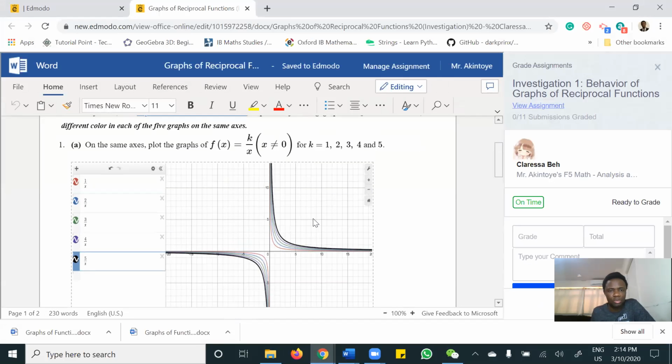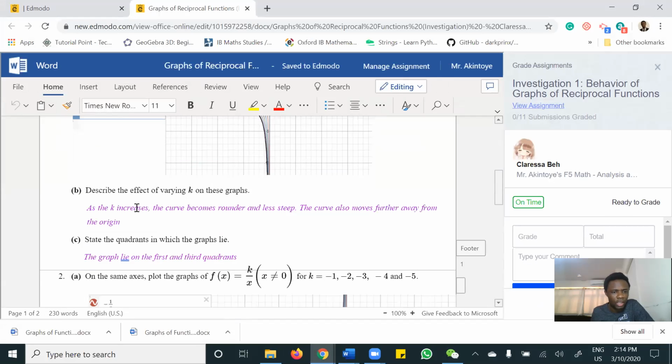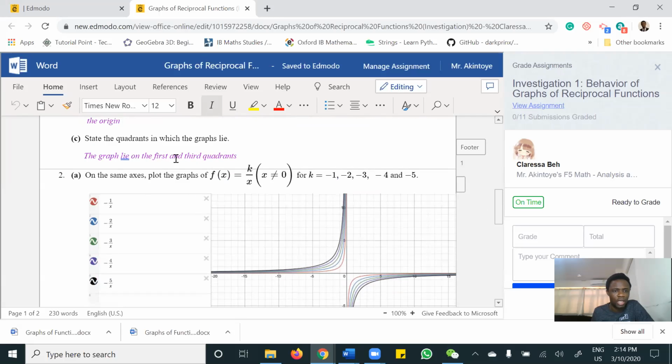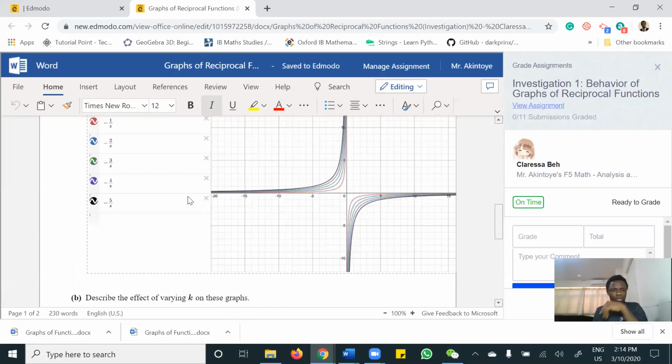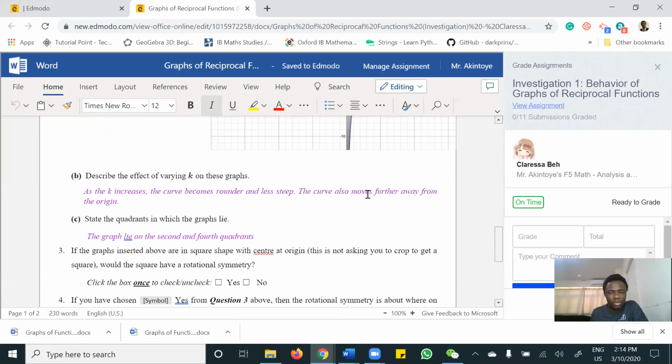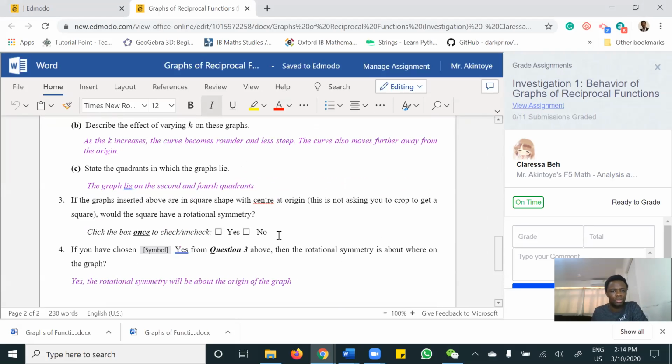All right, so this is what we have for all this. Good. As k increases, the curve becomes rounder and less sleek. The curve also moves further away from origin. Yes, this is the one I'm actually interested in. Okay, it moves further away from the origin. And this lies in the first and third quadrant. As you can see, this is first and this is third quadrant, correct. Similarly here, okay, the curve also moves further away from the origin. Can everybody see what I'm seeing? Yeah, okay. And the second arm, so good.